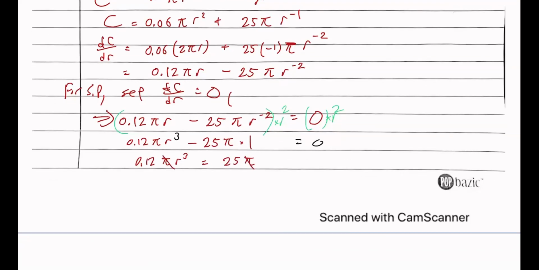Pi cancels away. R cube equals 25 divided by 0.12. Let's calculate this. 25 divided by 0.12, I get 625 over 3. Now if I take a cube root of 625 over 3, I get, wow, what's this? Interesting. My calculator gives me 5 times the cube root of 5 over 3. Let me just share screen first.